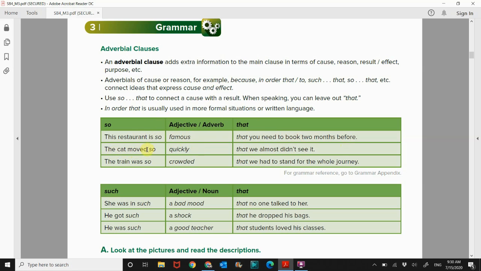So cause and effect. And so famous is what connects these two parts. The cat moved so quickly that we almost didn't see it. So once again, cause and effect. It moved so quickly, the effect was we almost didn't see it. The train was so crowded that we had to stand for the whole journey. Same deal. So crowded is describing the train. The train was so crowded is the cause. The effect, we had to stand for the whole journey. You guys understand this on the buses here. When the buses are crowded, most likely you got to stand up.